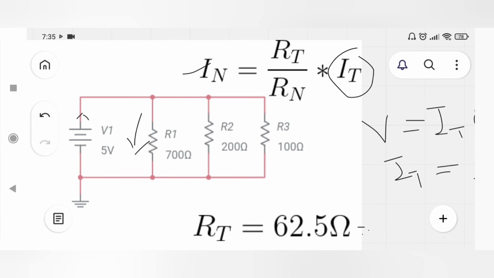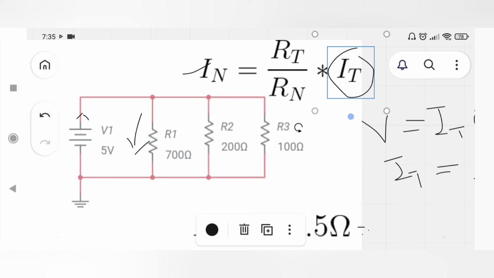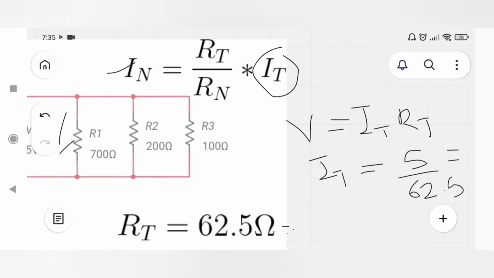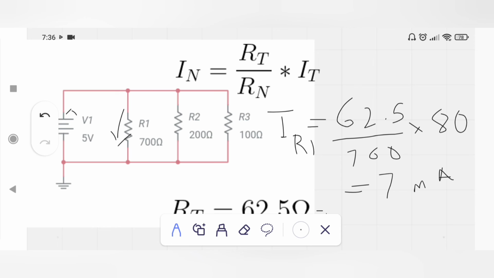So we get the value of IT as well, and now we are going to calculate the current flowing through R1, R2 and R3 with the help of the current divider method. So let's get started. IR1 is equal to RT, which is 62.5, and RN, here RN is R1, which is equal to 700, and 80 milliampere. The current flowing through R1 is equal to 7 milliampere.